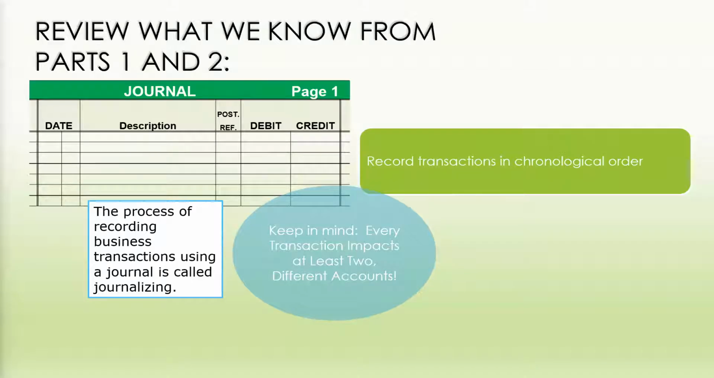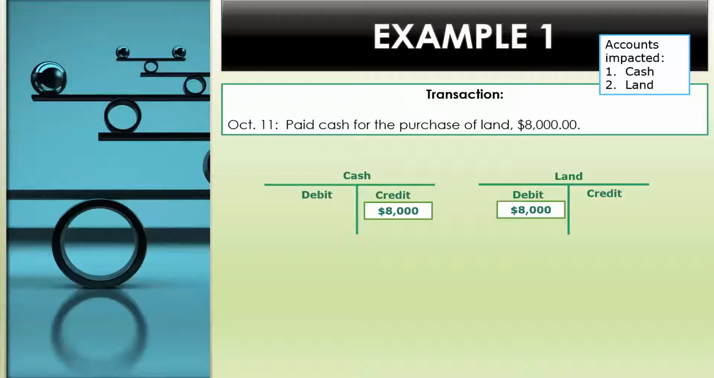But first, let's review what we know from parts 1 and 2. The process of recording business transactions using a journal is called journalizing. Keep in mind, every transaction impacts at least 2 different accounts. Always record debits first. Also be sure to record your transactions in chronological order. Let's apply what we've learned so far to the following examples.